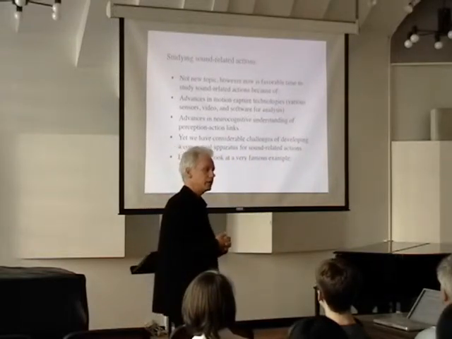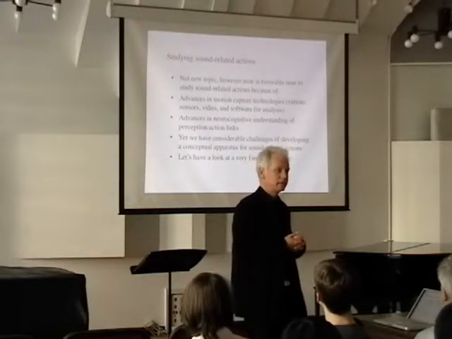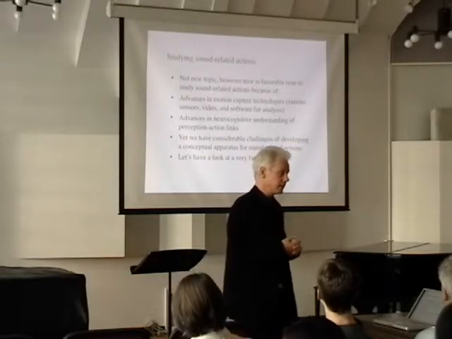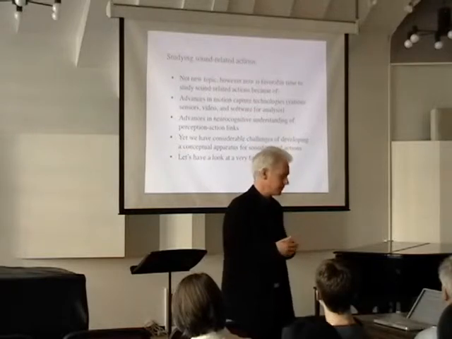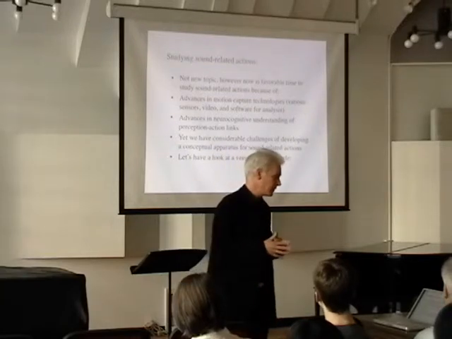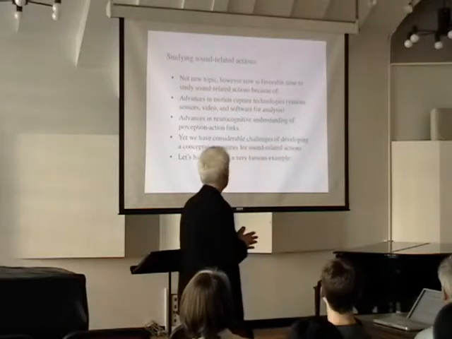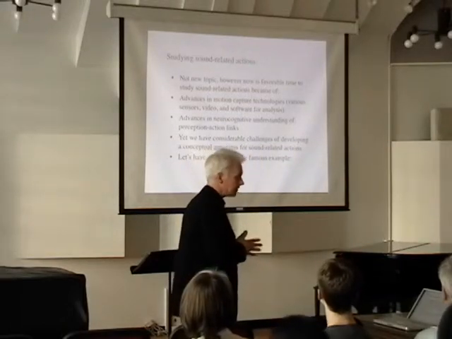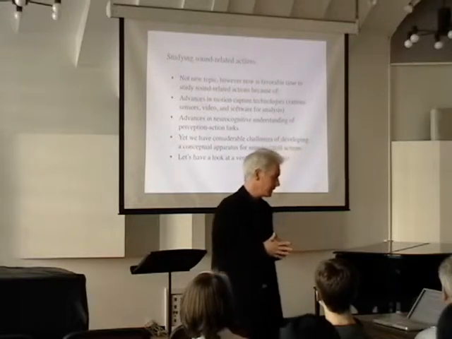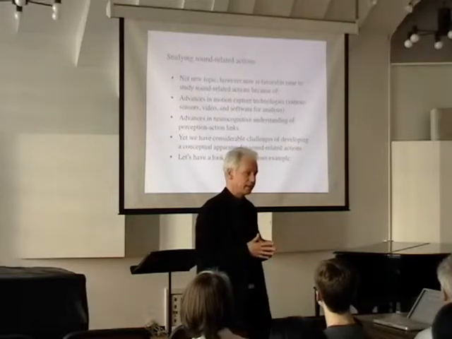I don't know if any of you are familiar with Truslit and his theories of motion. It turns out that there have been quite a lot of attempts in the 20th century in particular, but which are not well known, and also, of course, they didn't have the favorable elements that we have today, which are listed here. Of course, advances in motion capture technologies, various sensors, video software for analysis, and also advances in the neurocognitive understanding of perception-action links.